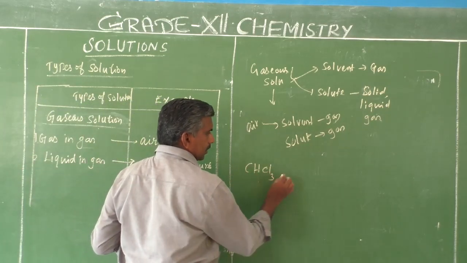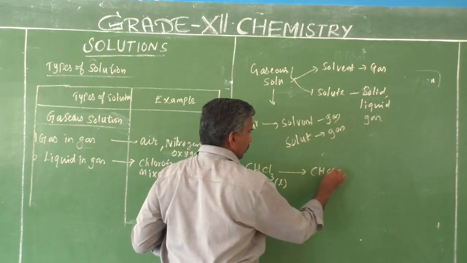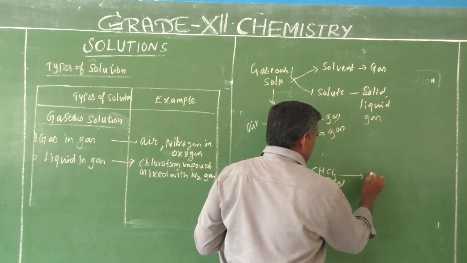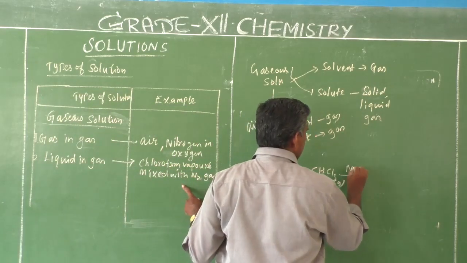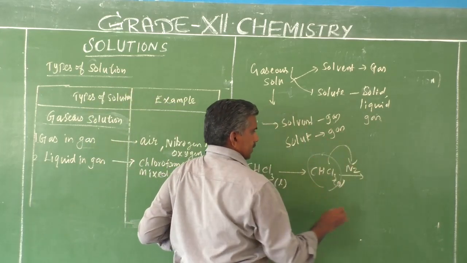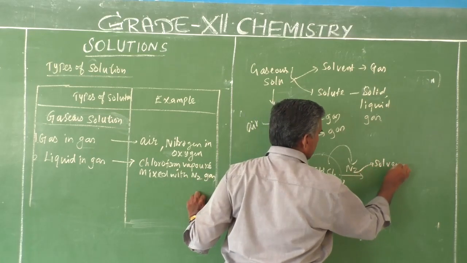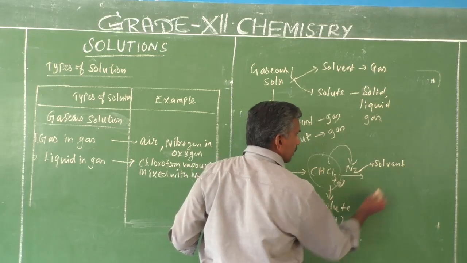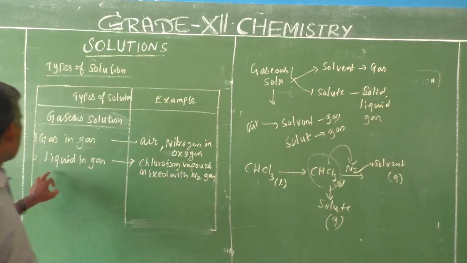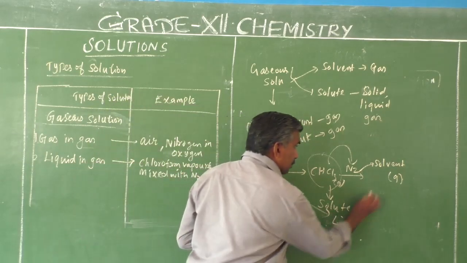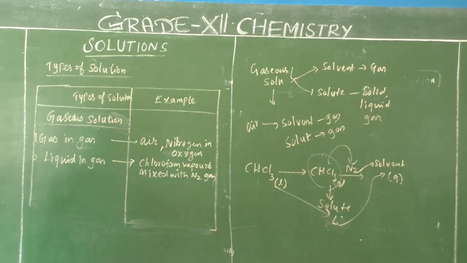CHCl3, a liquid, is already present in the gaseous form at atmospheric temperature. This is present in nitrogen gas. So this is mixing of chloroform in nitrogen gas. Nitrogen is a solvent. Sorry, this is a solute. This is a gaseous form, and this is a liquid form. So the liquid form is present in a solvent.